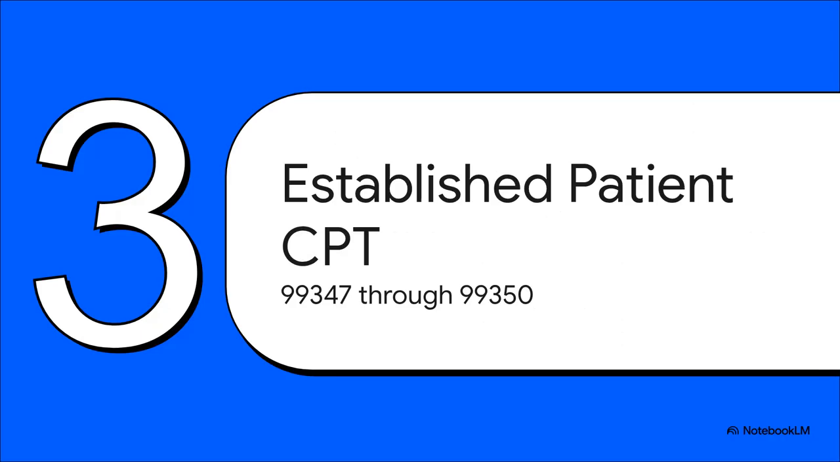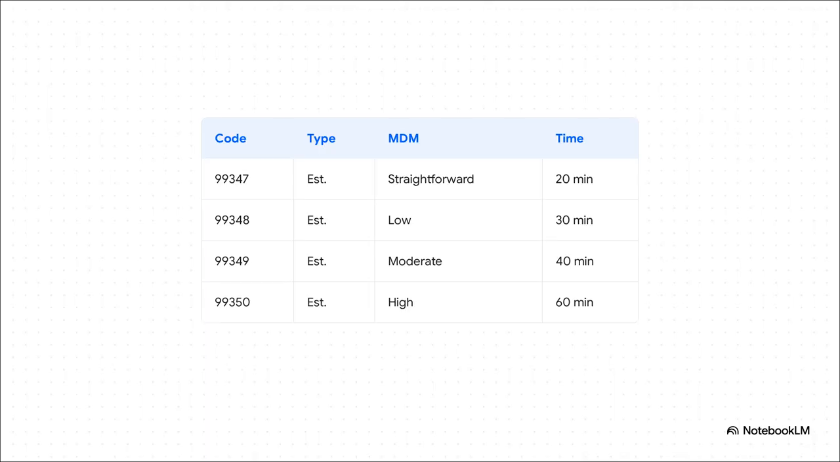All right, Section 3, Established Patient CPT Codes. Let's break down 99347 through 99350. What happens when the patient is already established? Well, the times shift quite a bit. Straightforward MDM starts at 20 minutes with 99347. Low MDM with 99348 requires 30 minutes. Moderate MDM with 99349 bumps up to 40 minutes. And then the high MDM code, 99350, maxes out at a 60-minute threshold.